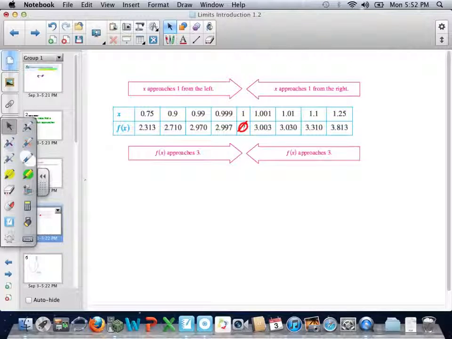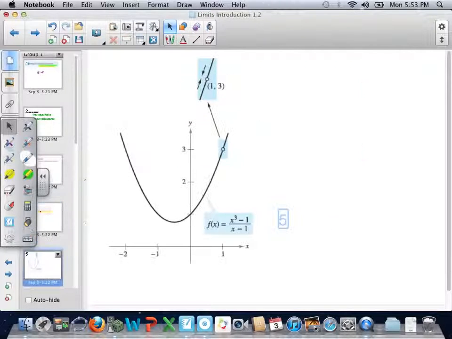But if we look from left to right, on the left side, these numbers get closer to 3. And on the right side, these numbers get closer to 3. So even though we cannot put 1 into the function, we can approach 1 from the left and from the right, and we can see that the limit of the function is 3 because it gets closer and closer to 3. Let's take a look at this graphically.